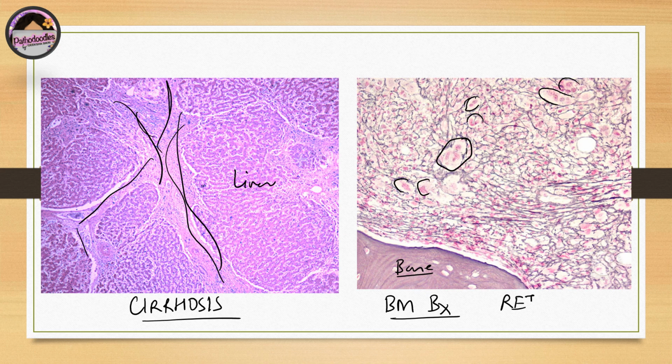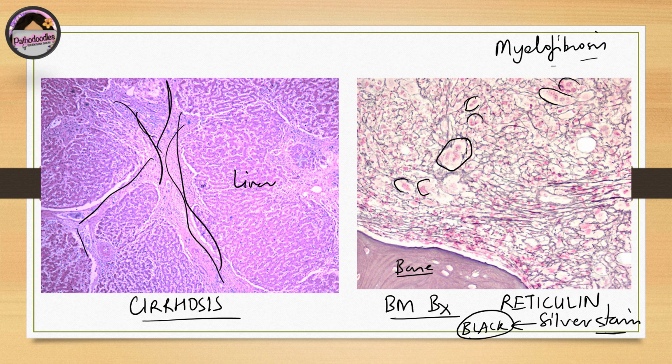This is a slide stained with reticulin, which is a silver stain. So it highlights my reticulin collagen fibers, the fibrosis, which is in black. Remember, any silver stain will look black. So this is used in cases of myelofibrosis in order to see whether there is myelofibrosis, and then even in grading.